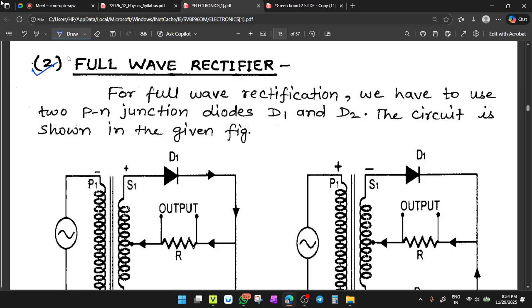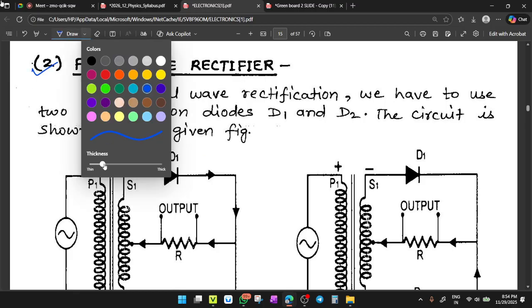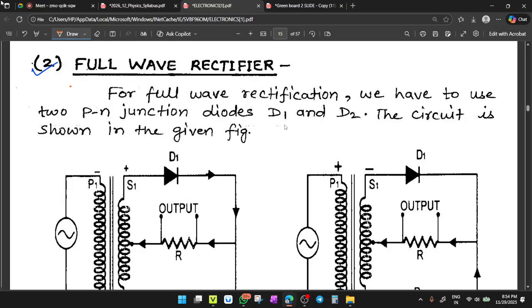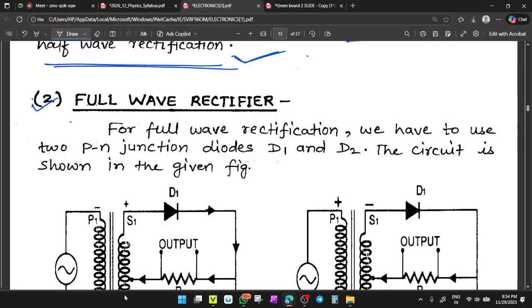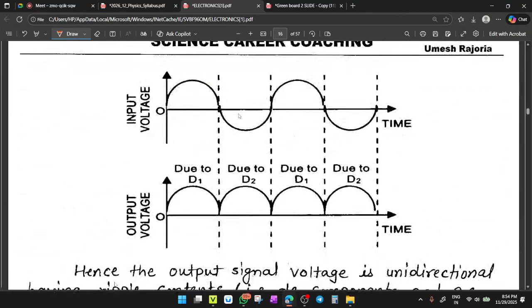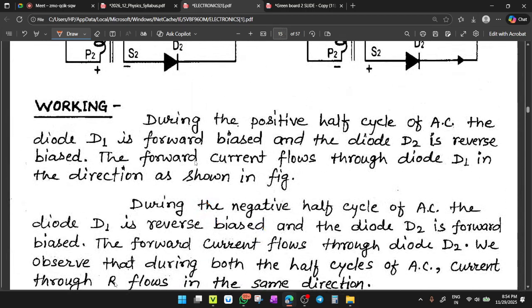Next is the full wave rectifier. A full wave rectifier is used to produce a complete full wave. So two diodes are used. Check here. Previously, in the half wave rectifier, the diode only conducted half of the wave, so you had only half of the wave as output. But now you will have both cycles from the full wave rectifier.